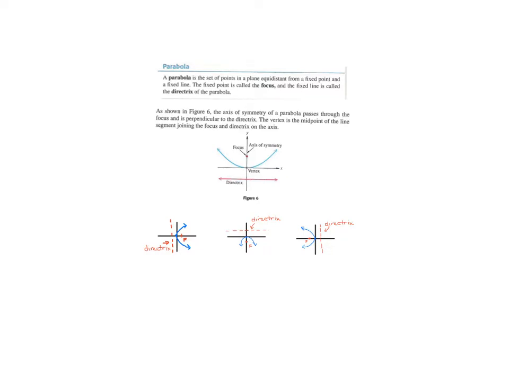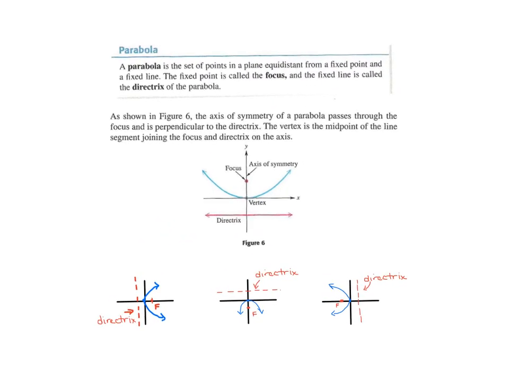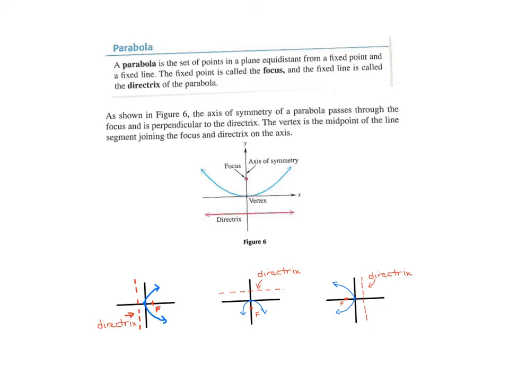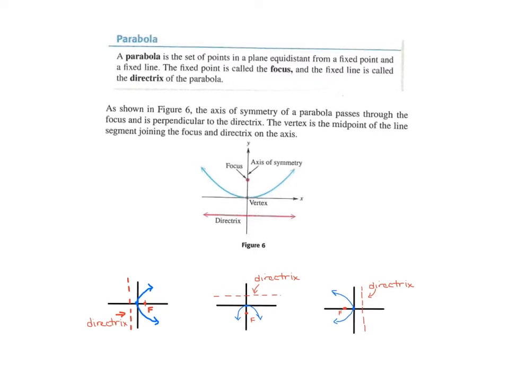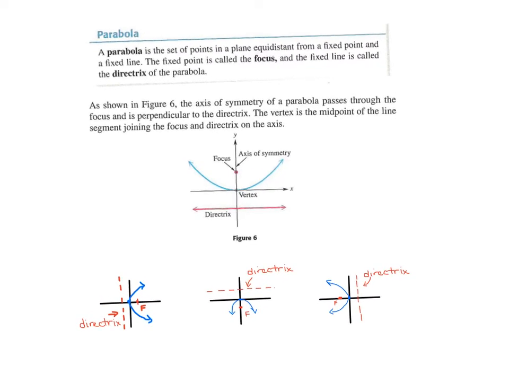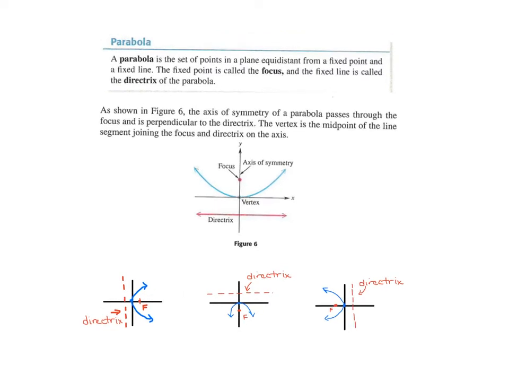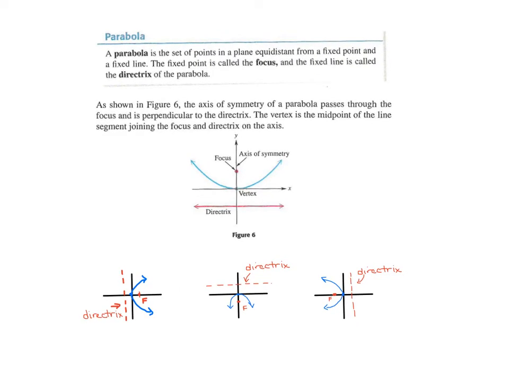So let's first define what a parabola is. A parabola is the set of points in a plane equidistant from a fixed point and a fixed line. And this is what's new to us. We actually did parabolas back in chapter 3. Remember, those were the U-shapes and the upside down U-shapes.